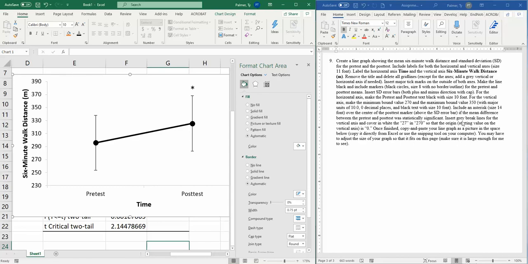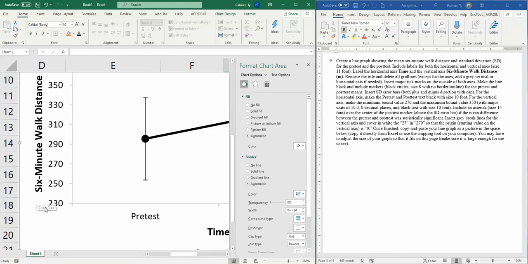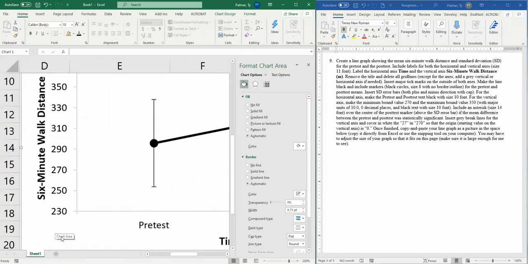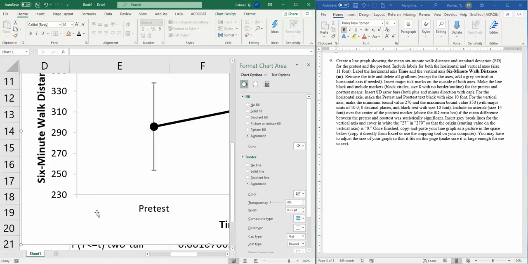Next step says insert gray break lines for the vertical axis. Okay, so let's go ahead and do that first. Again, let's zoom in a little bit in our graph. And you can do the same thing like I'm doing. It makes it a little bit easier to deal with these smaller objects when we zoom in. So let's add those break lines, and we're going to add them right here in between the first and the second value on our vertical axis.